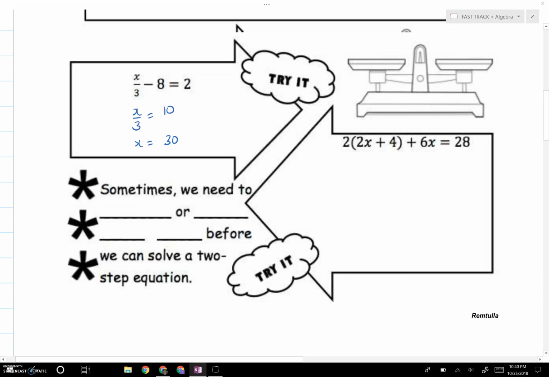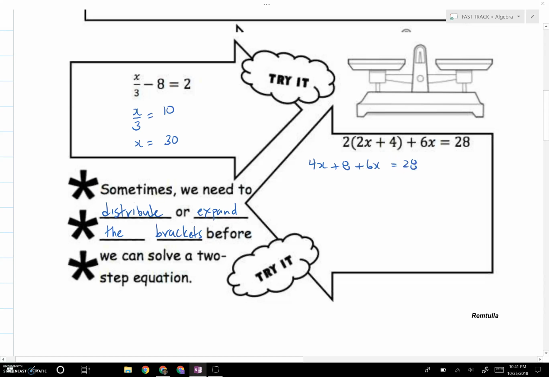Now, sometimes we need to distribute or expand the brackets before you can solve a two-step equation. So here, there's a 2 in front. So we're going to multiply everything in the bracket by 2. So you get 4x plus 8 plus the 6x is equal to 28.